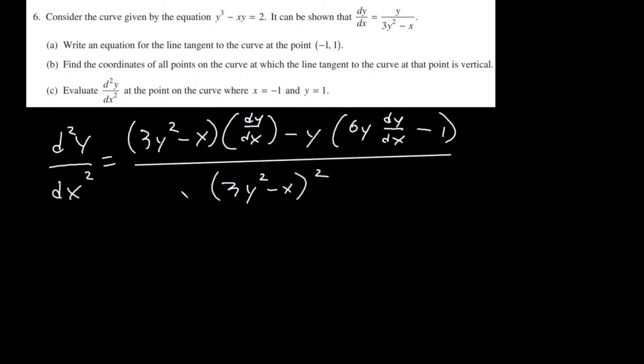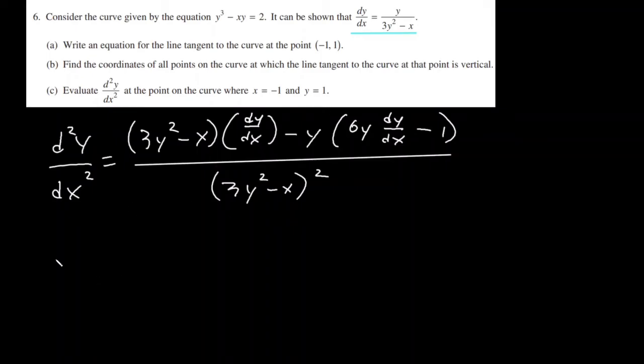Now, we're not quite done yet, because we can't simply have a dy dx here. We want everything in terms of x and y, because we can't simply plug in x and y of negative 1 comma 1 into here. So we're going to replace this dy dx with something in terms of x and y. And they very nicely gave us the derivative in terms of x and y. So I'm going to replace this dy dx with y over 3y squared minus x. Then my second derivative will be completely in terms of x and y, so we'll be able to plug in x equals negative 1 and y equals 1.